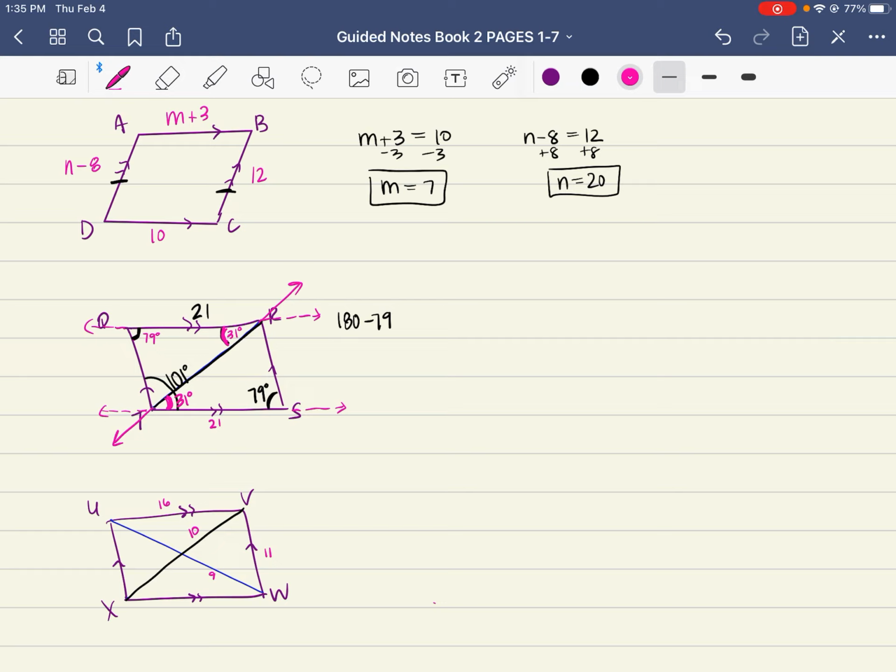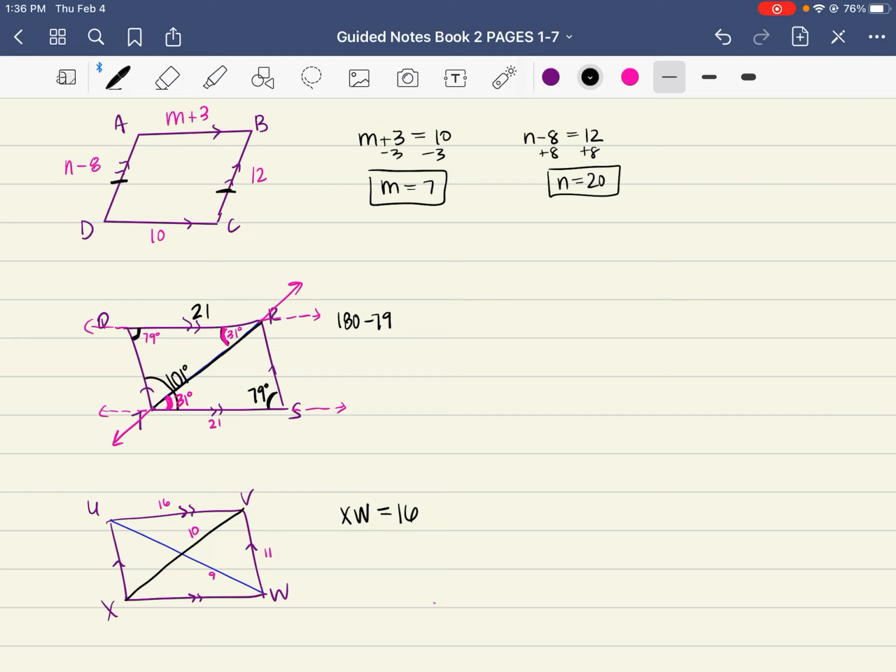Using some of the notation, let's jump down to this third example with U, V, W, and X. On your assignment, again, you'll practice some with the notation. So it will ask, what would the length XW equal? You're going to come to your diagram, and from X to W, that's this side right here, it should equal its opposite side. So that should be equal to UV, which is 16.